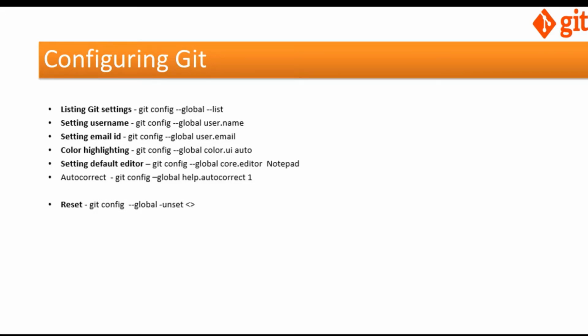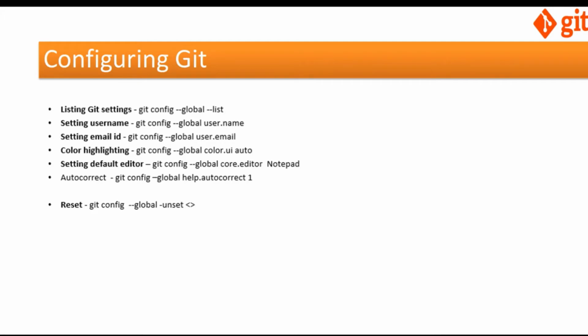Git config, to configure Git, we start by listing the Git settings: git config --global --list. It will display all current configurations. Setting the username: git config --global user.name, and in double quotes you pass your username. Setting the email ID: git config --global user.email, and provide your email address. Coloring highlights: git config --global color.ui auto. So it will show in different colors.